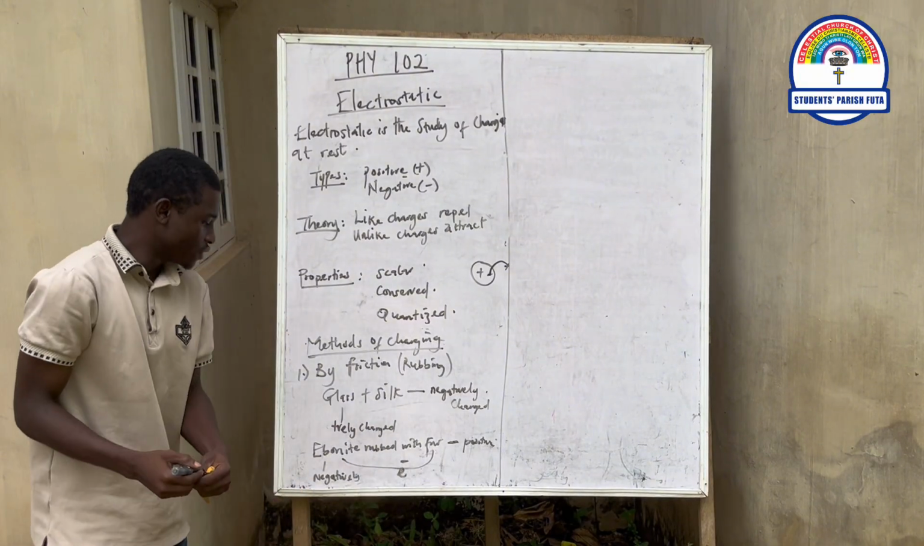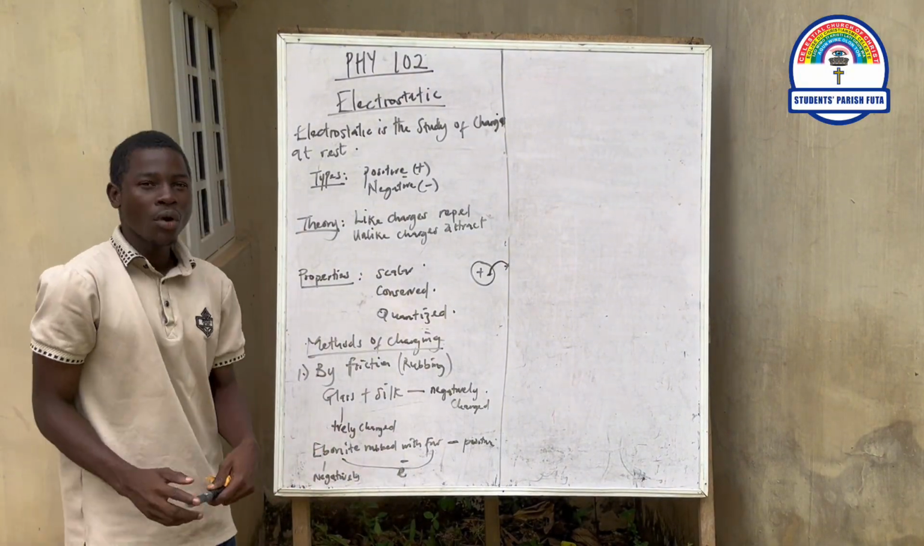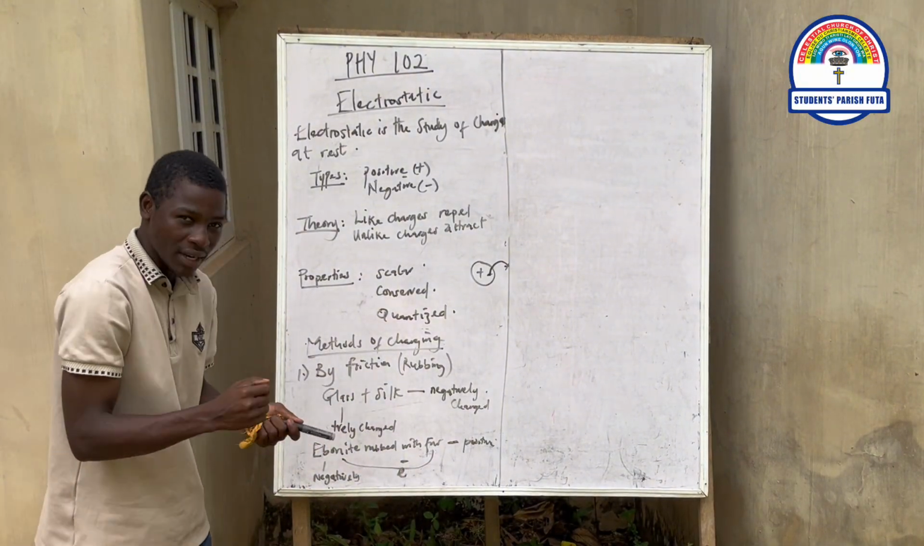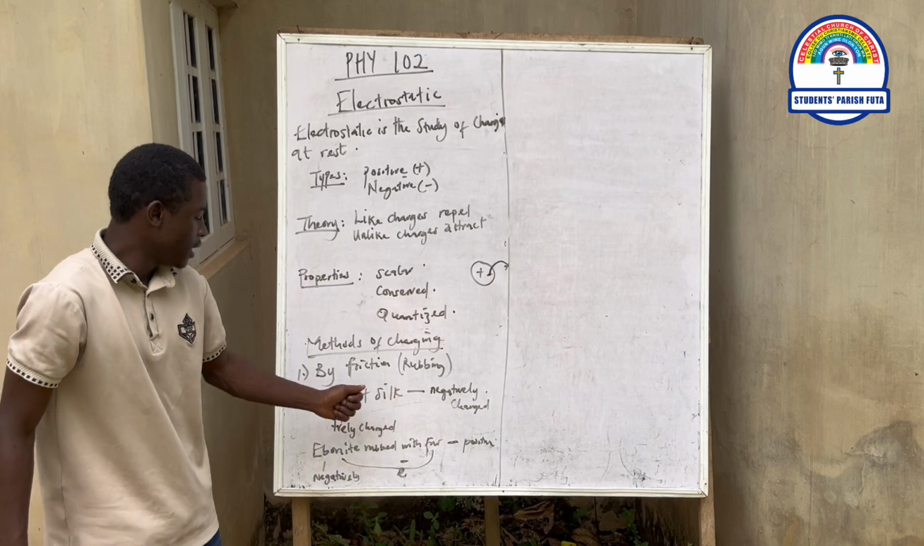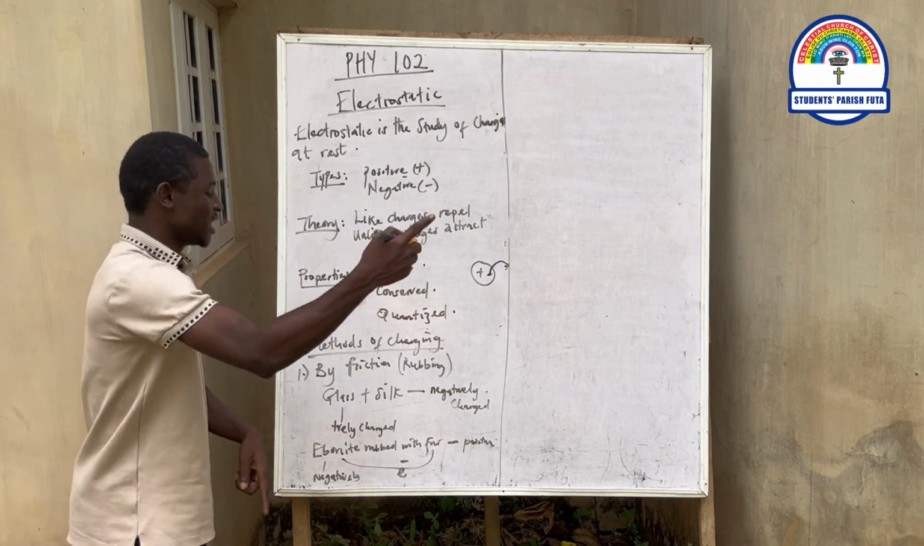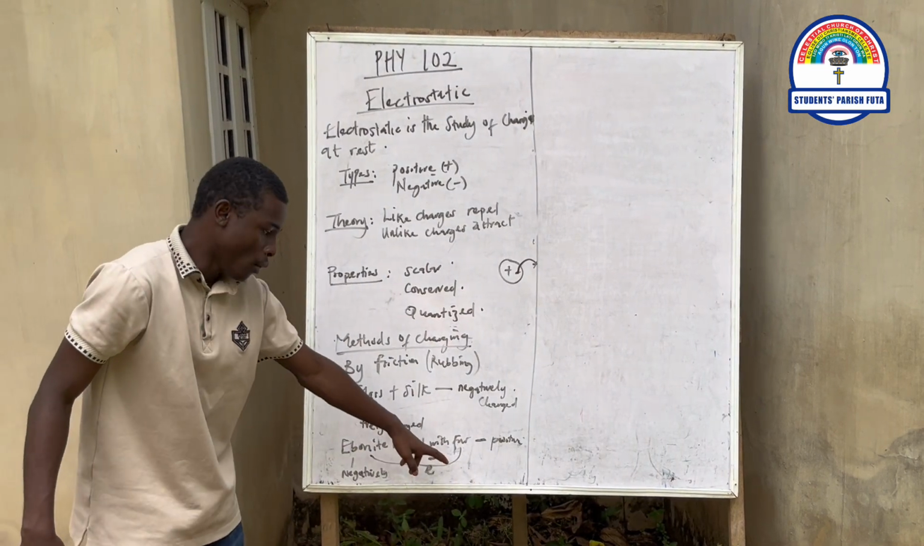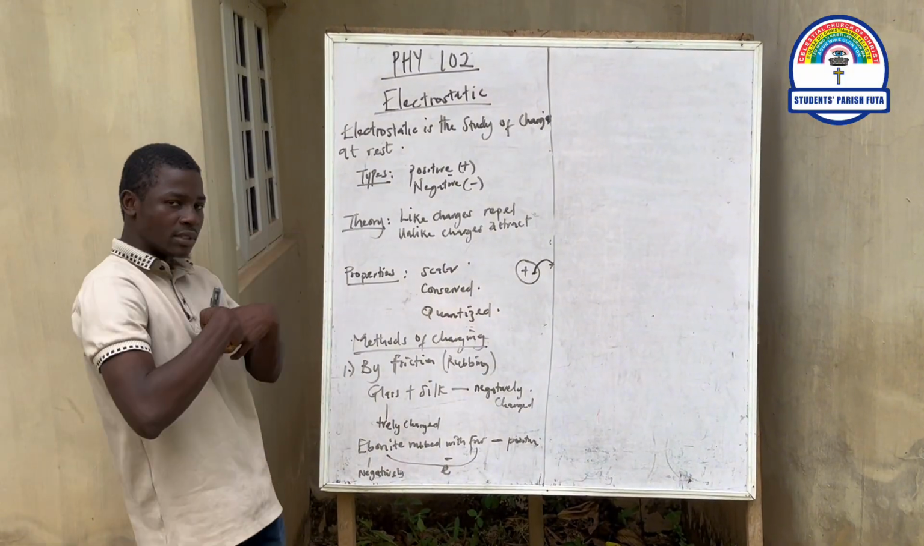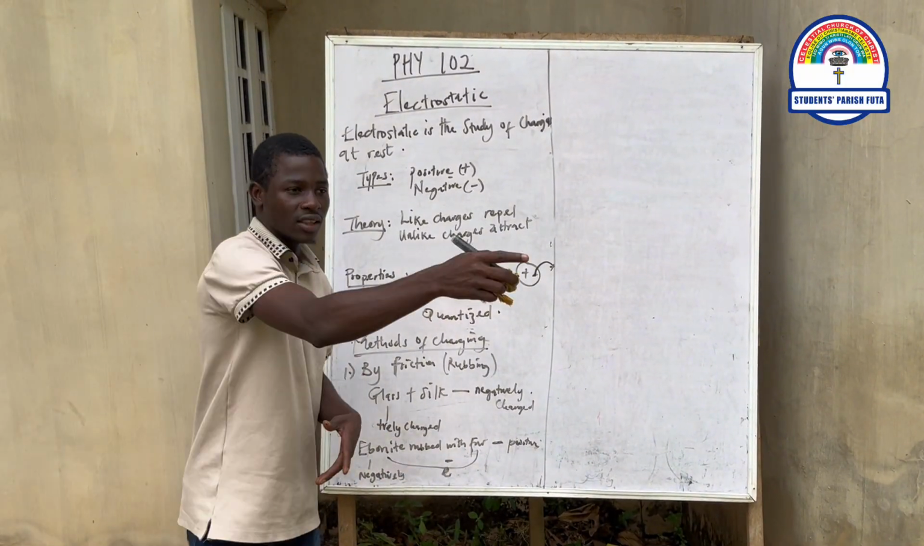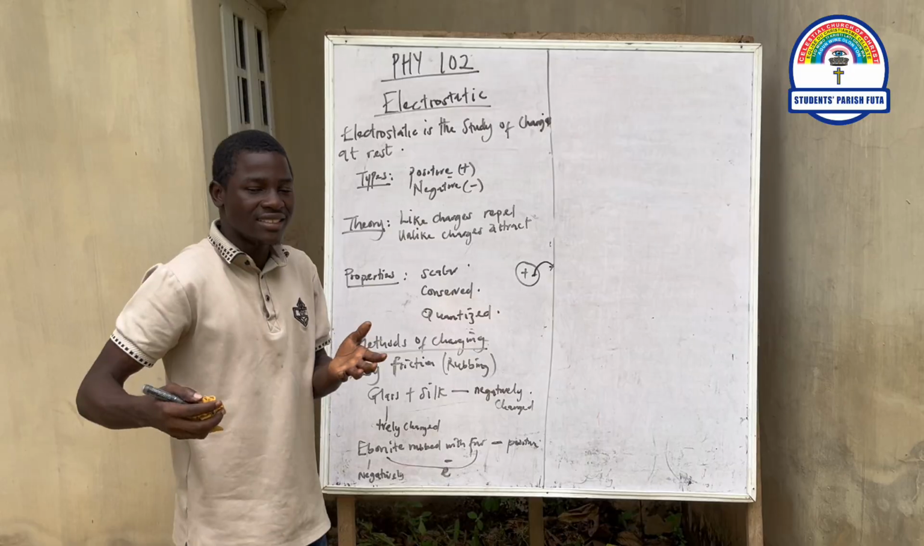All this method of charging, both the ebonite and the fur, is what you call charging by friction, because you are rubbing. In summary, glass rubbed with silk, the glass becomes positive because it transfers electrons to the silk. Ebonite rubbed with fur, the ebonite becomes negative because it accepts electrons from the fur, while the fur, giving out electrons, has excess positive charge.